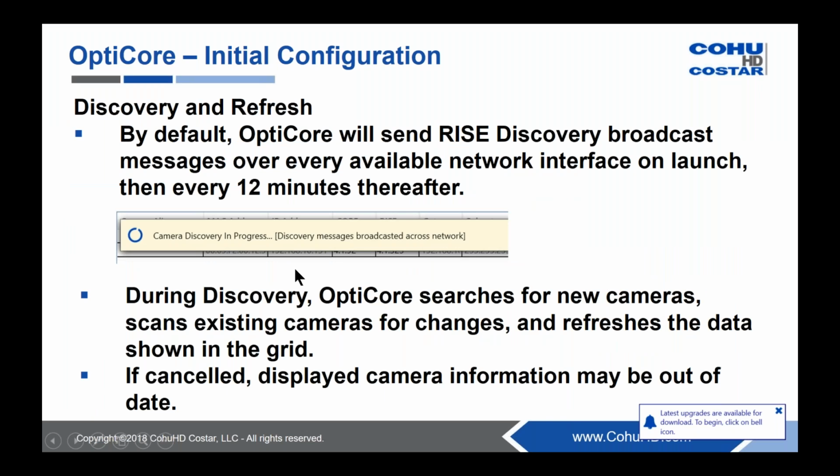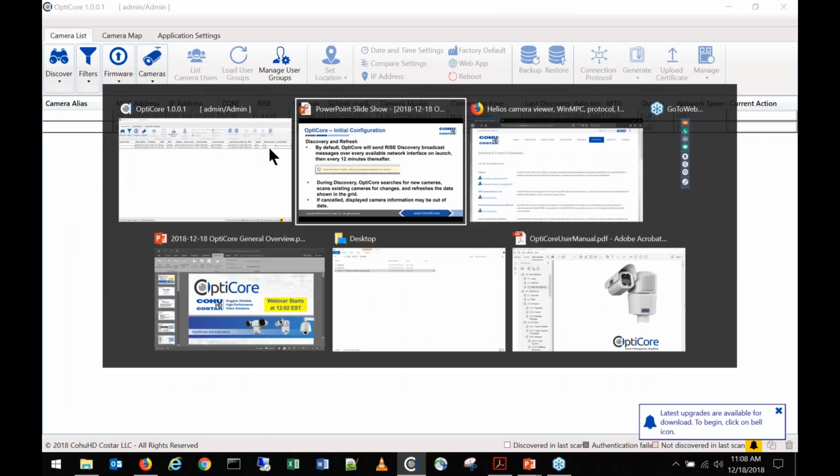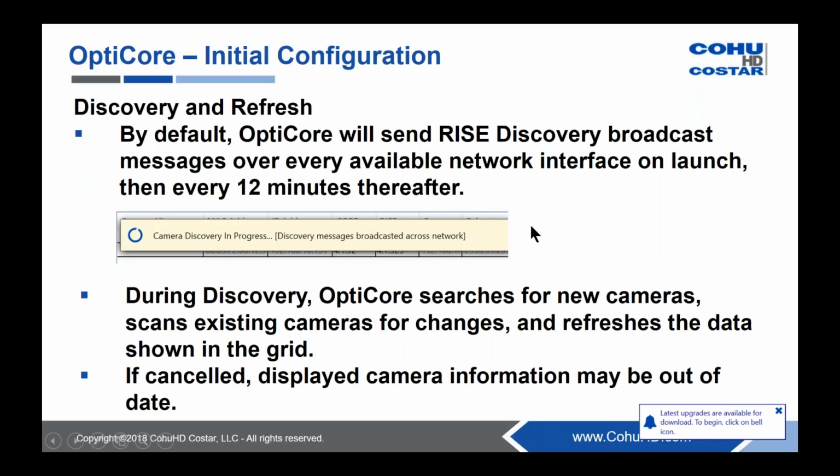What we see right away, that top message, is OptiCore is actually out there discovering Rise cameras. By default, it's going to send a Rise discovery message right to your local network that the PC is attached to. The technical users in the group will probably realize that that message won't go to other subnets, and we'll go into that and how to add cameras that aren't on your local network.